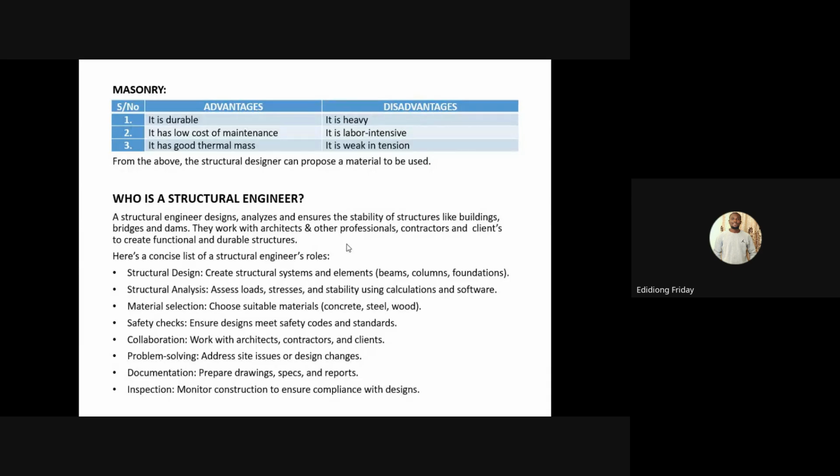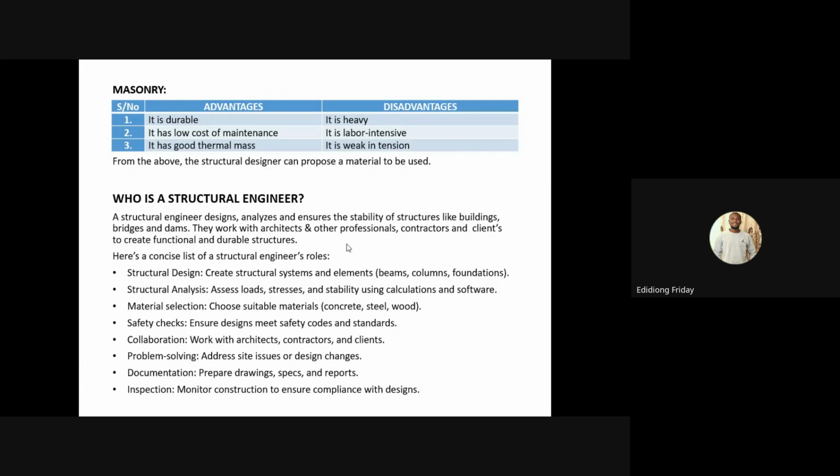This is very key, very, very key. As a structural engineer, you should be able to solve problems on and off site. Address site issues or design changes. If there's need to be a design change, you should be able to solve such. Maybe on site, maybe off site.